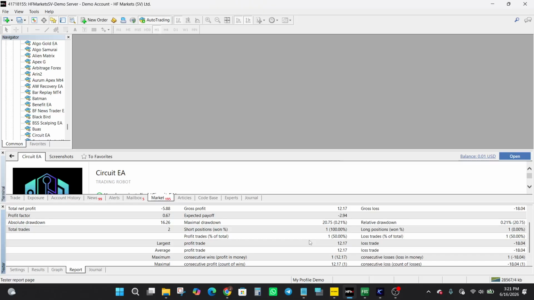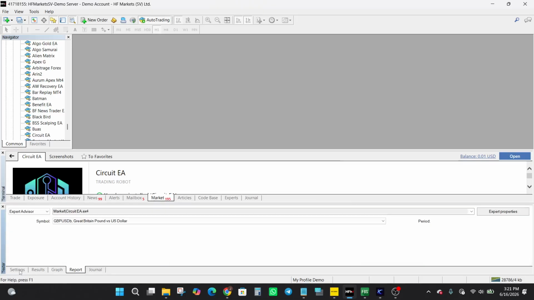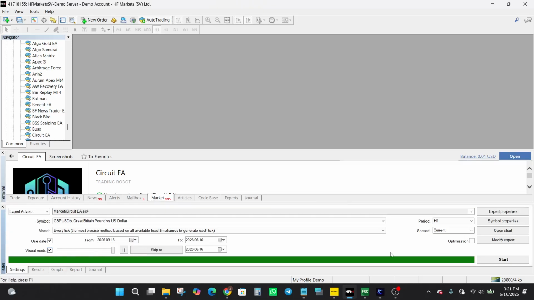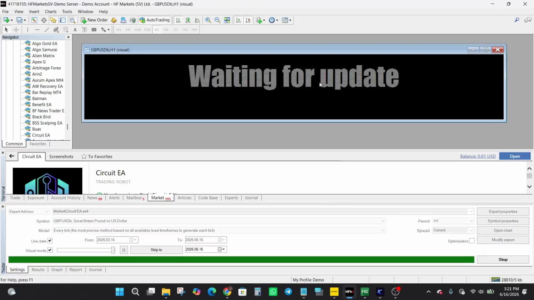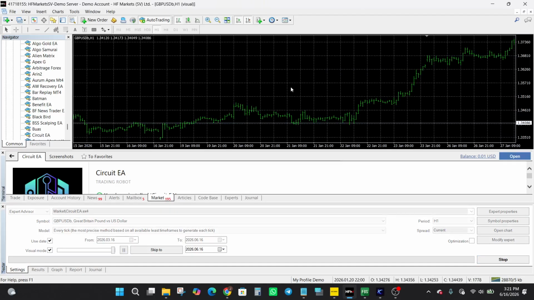When reviewing historical backtest results, it's important to focus on how the EA behaves across different market phases and not just the final performance numbers, because historical testing gives us insight into execution consistency, trade frequency, and how the system responds to changing volatility. Now I'm going to turn on the visual so that we can see this EA in action, and also review the historical chart activity.